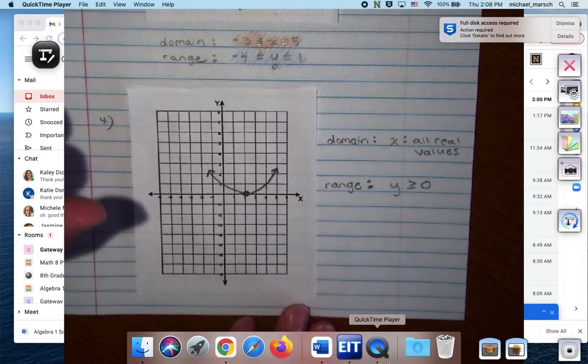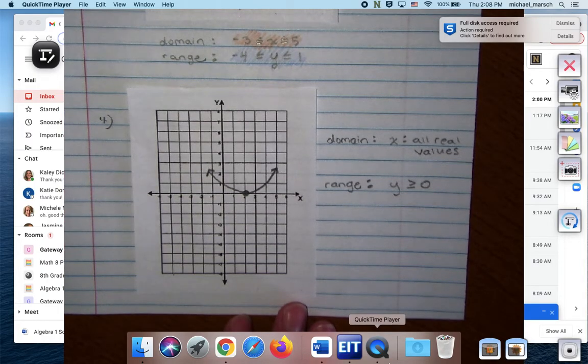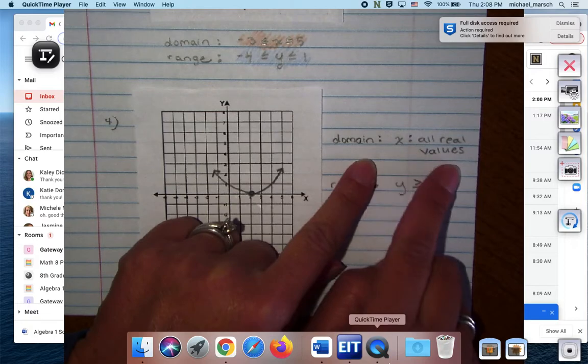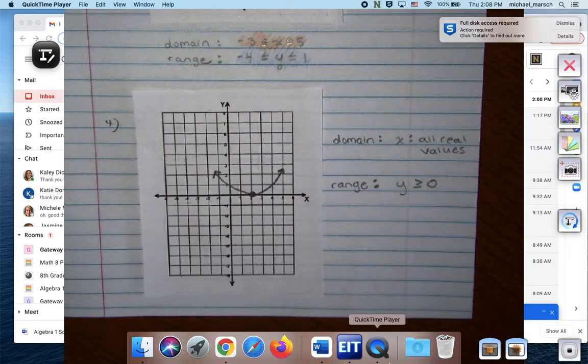Could we put that dot anywhere else on the x-axis? Yep, exact same thing, because x can be what? All real values. Ta-da!